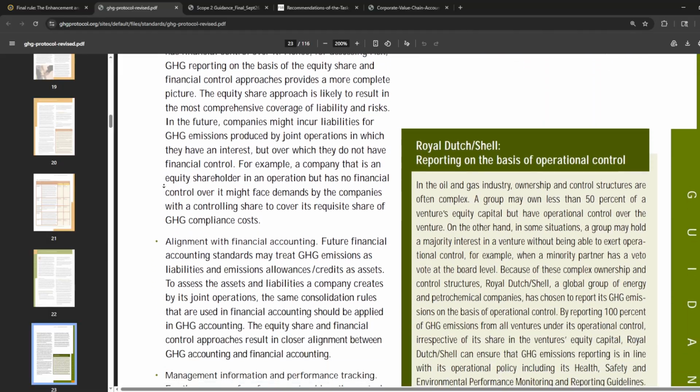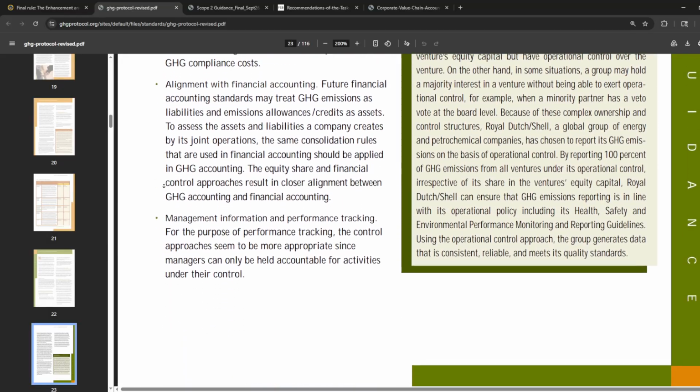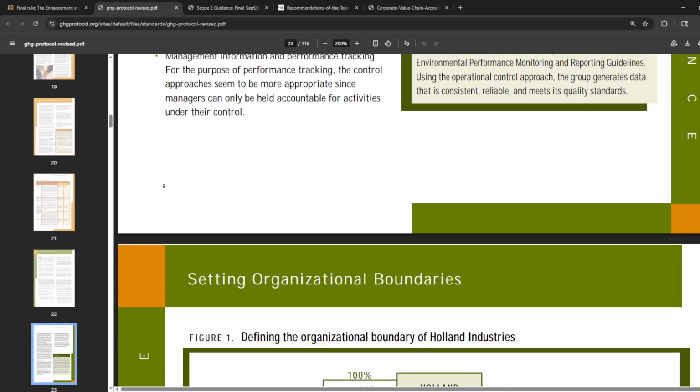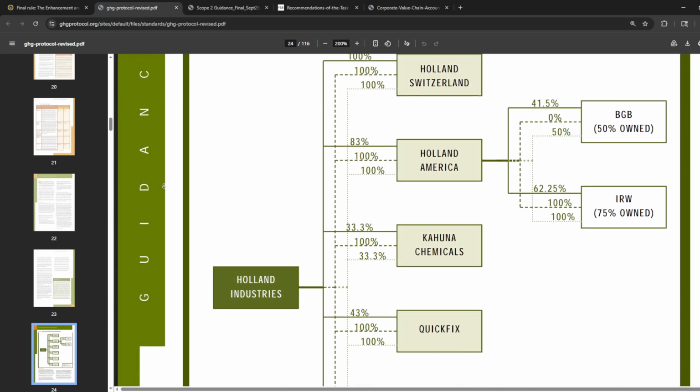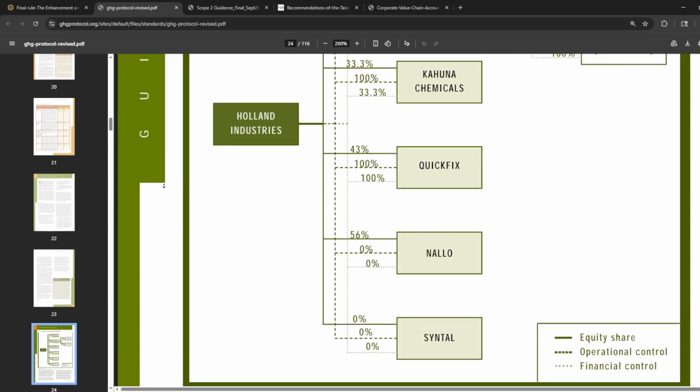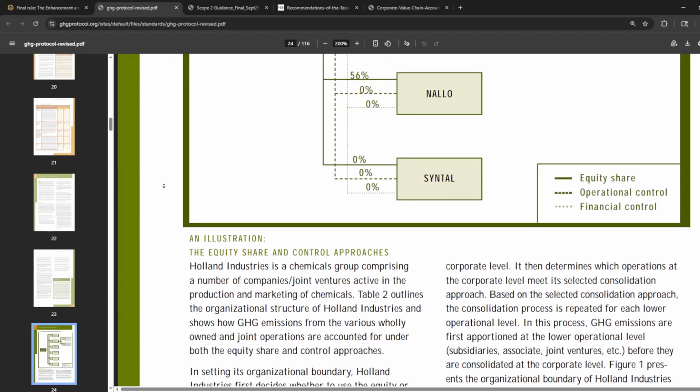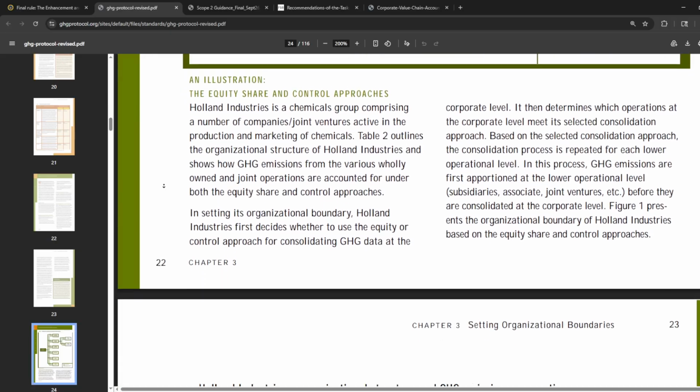The first is the location-based method. This reflects the average emissions intensity of the local power grid where the energy is consumed. It gives a realistic picture of the physical carbon footprint of the electricity flowing into your building.